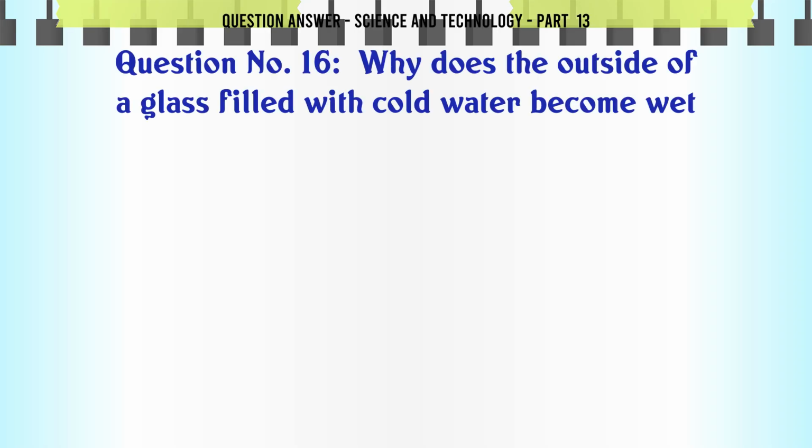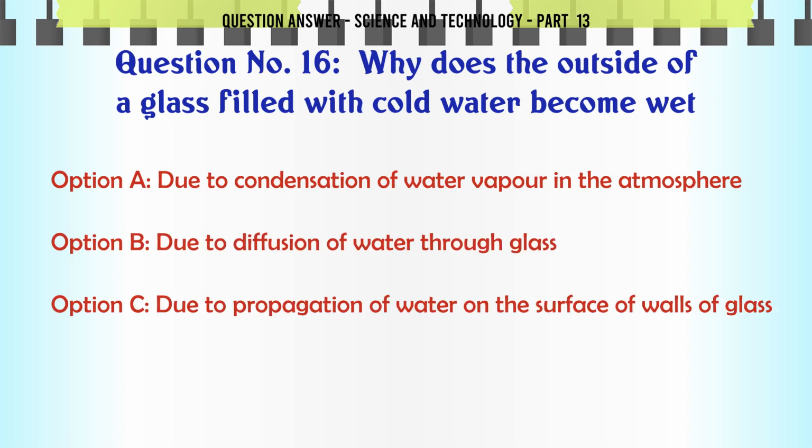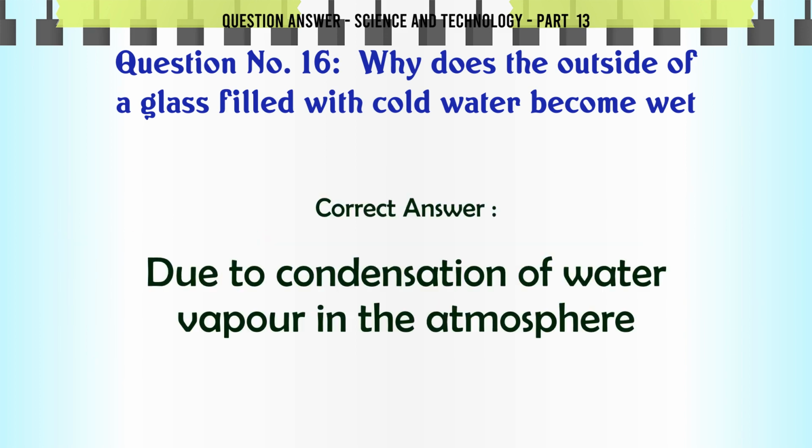Why does the outside of a glass filled with cold water become wet? A. Due to condensation of water vapor in the atmosphere. B. Due to diffusion of water through glass. C. Due to propagation of water on the surface of walls of glass. D. None of the above. The correct answer is due to condensation of water vapor in the atmosphere.